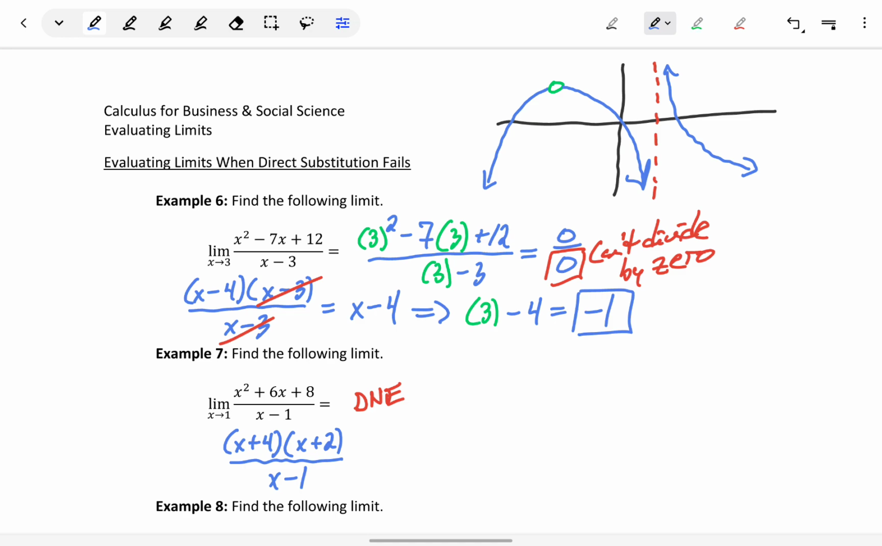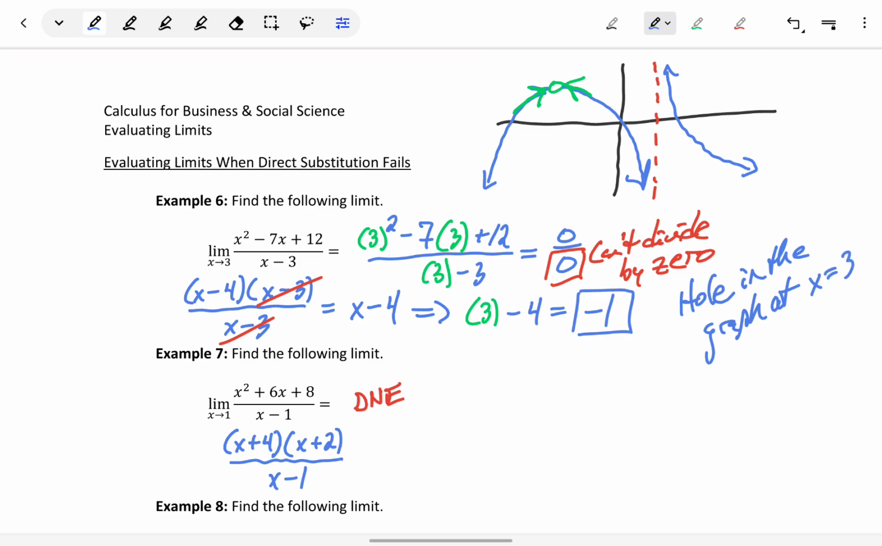If we have a hole in the graph, then we can still consider those two one-sided limits as we approach from the left and from the right. We're approaching that same value, so even though there is that hole in the graph, the limit exists. So in example 6, we were able to factor, reduce, and arrive at a result. That means that our function has a hole in the graph at x equals 3.